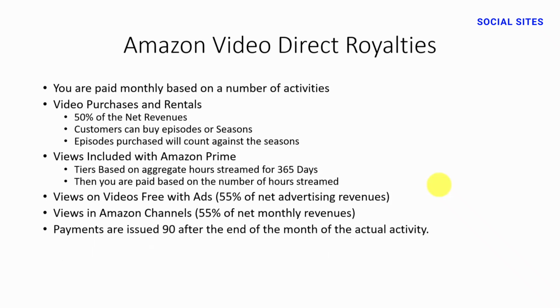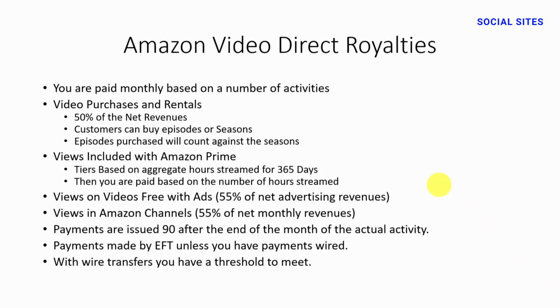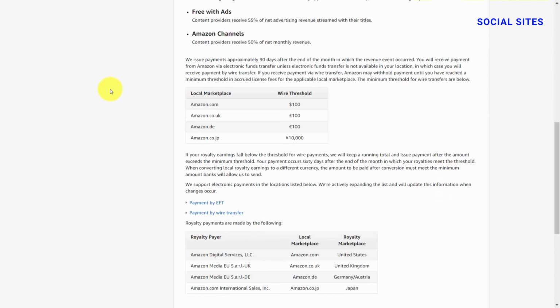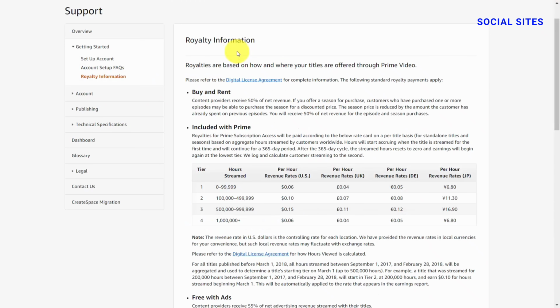When that happens, payments are going to be issued 90 days after the end of the month after the activity occurs. And payments are going to be made by the bank account that you've already set up unless you choose to have payments wire transferred. When you have wire transfers, you are going to have a certain dollar threshold to meet before you can be paid. And you can look at the details of the threshold as well as the tiers and Prime streaming in the royalty information section of your support area.